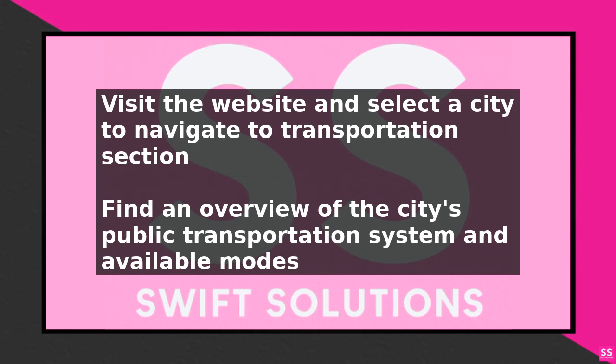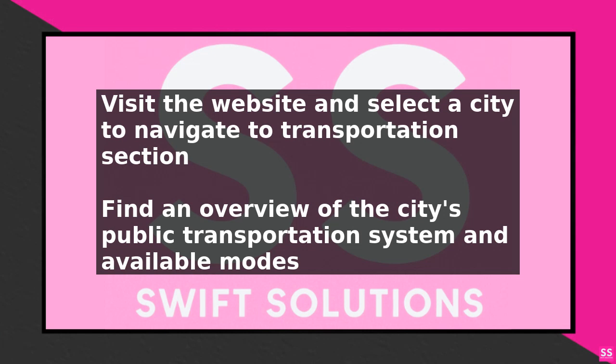Next, use the sorting options provided on the website to compare different transportation modes. For example, you can sort by the cost of a monthly pass, the frequency of buses and trains, or the coverage area of the transportation system. This will allow you to evaluate the different transportation options and determine which one is best for your needs.